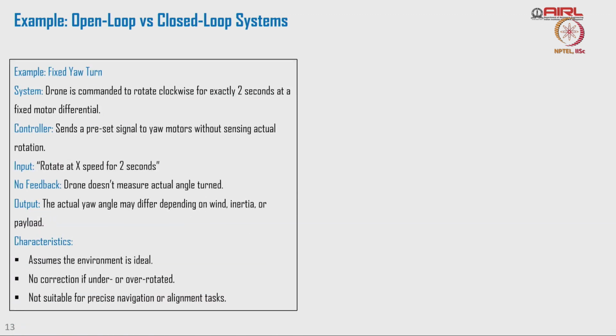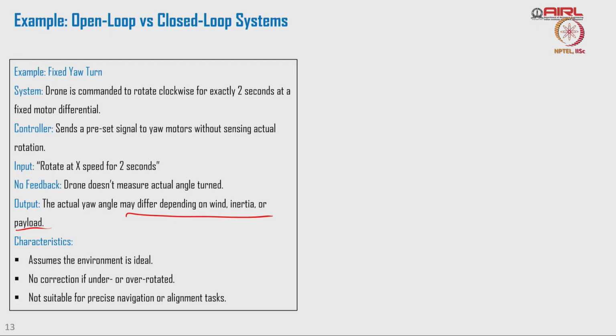There is another example where we talk about a fixed yaw turn. The drone is commanded to rotate clockwise for exactly 2 seconds at a fixed motor differential, but you see there is no sensor. The controller sends a preset signal to the yaw motors without sensing actual rotation. Sensor is not there. So, the input command will be like rotate at some speed x for 2 seconds, with no feedback. The actual yaw angle achieved may differ depending on disturbances, inertia, payload, etc.